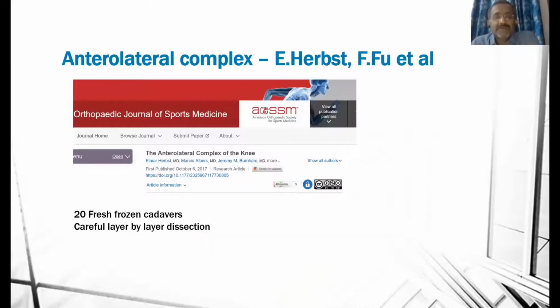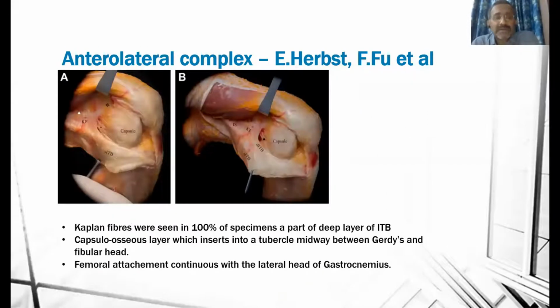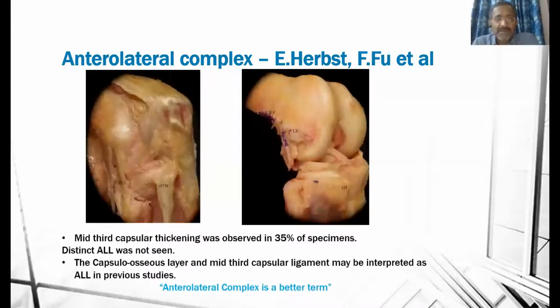Various other people have also described this anterolateral complex. Freddie Fu, along with his colleagues, also did anatomical dissection and found Kaplan fibers in 100% of the specimens. And he found a capsulo-osseous layer which inserts into the tubercle midway between Gerdy's and the fibular head. And the femoral attachment continues to the lateral head of the gastrocnemius. He didn't find any specific lateral ligament, but they said there is something there on the lateral side, and they described it as an anterolateral complex rather than a specific ligament.